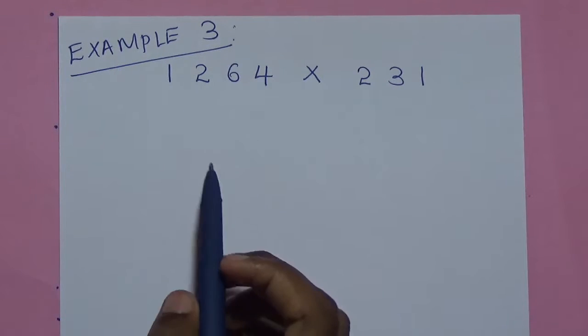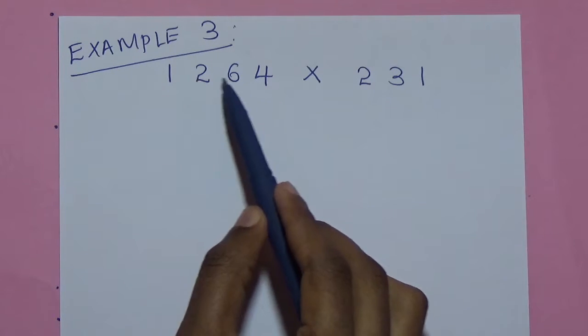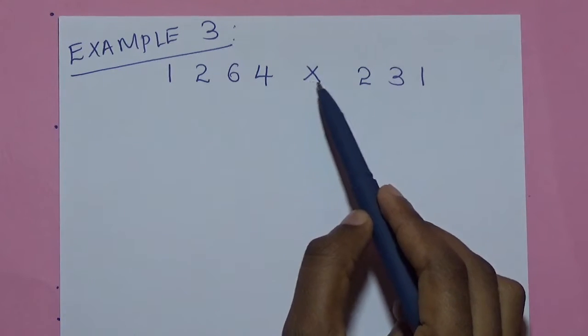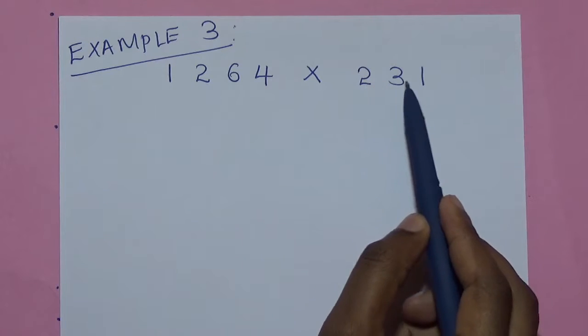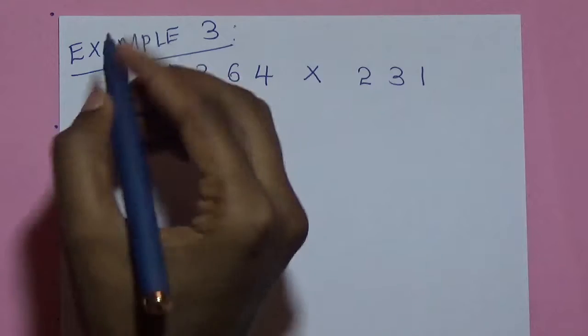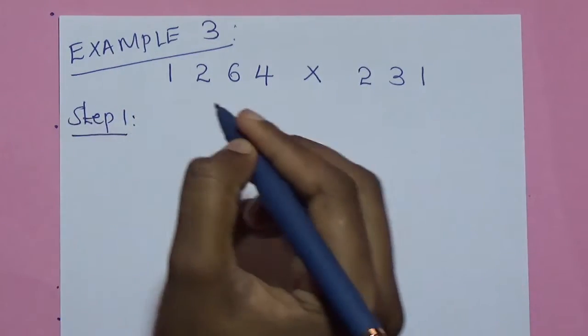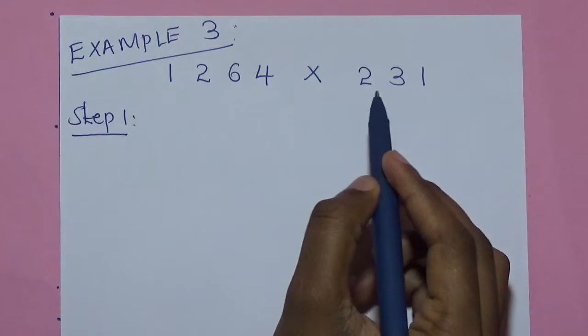At the third example, we have 1264 multiplied by 231. Now, we are going to do the same thing. So, step number 1, we need to arrange these numbers vertically.